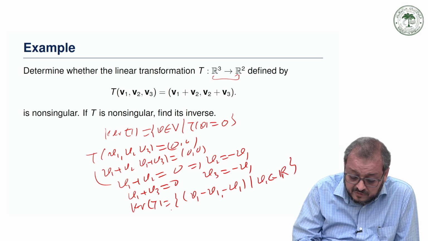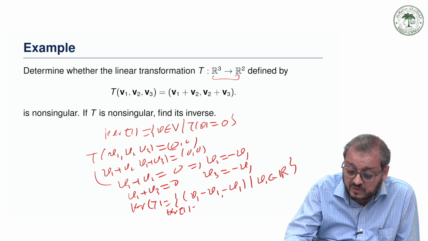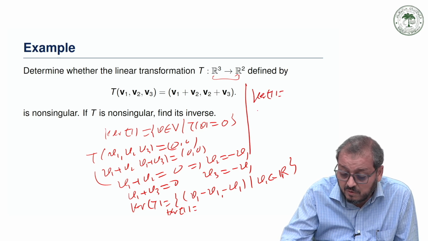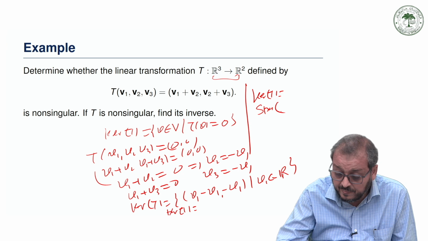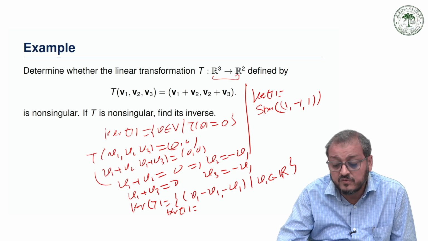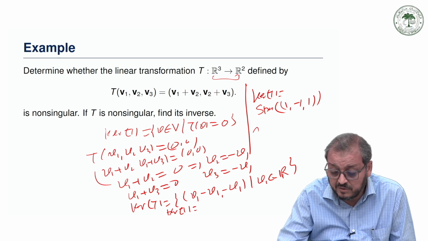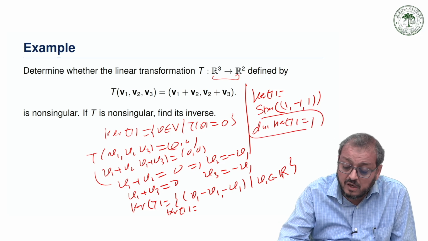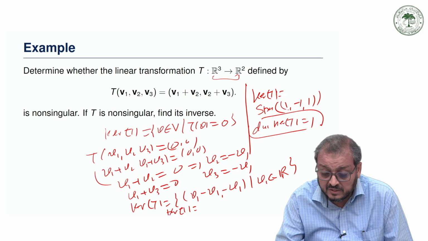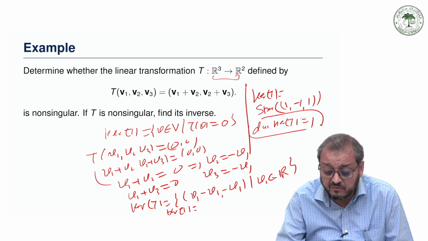So this can be written as: the kernel of T is equal to the span of (1, minus 1, minus 1), and clearly this means the span has dimension 1. So we can say the dimension of the kernel of T is equal to 1. Since the dimension of the kernel of T is equal to 1, clearly this is not 1-1.